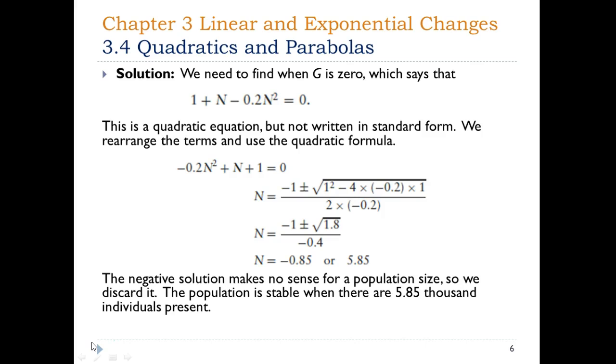Then we simplify, and n is equal to negative 85/100 or 5 85/100. The negative solution makes no sense for population size, so we discard it. The population is stable when there are 5 85/100 thousand individuals present.